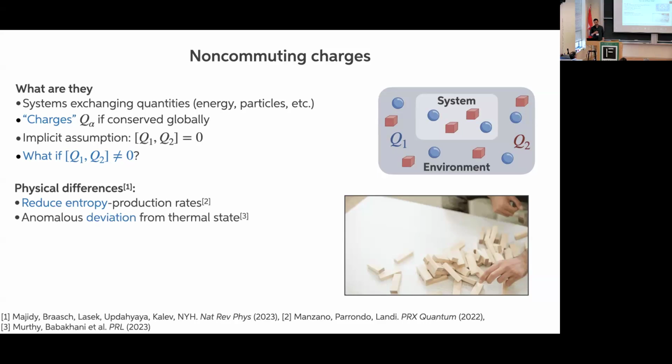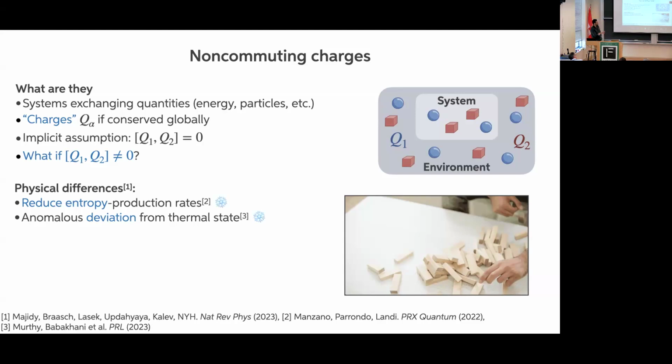There's also this other work that looks at, I'll call it, an anomalous deviation from the thermal state. Okay, I should explain: there's this thing called the eigenstate thermalization hypothesis, or ETH. It's a statement about an observable and a Hamiltonian. If they obey the ETH, the time-averaged expectation value of the observable will equal the thermal expectation value plus some correction. This is a way to understand how unitary dynamics can lead to thermalization. Under reasonable assumptions, if you have non-commuting charges, that deviation can be larger.